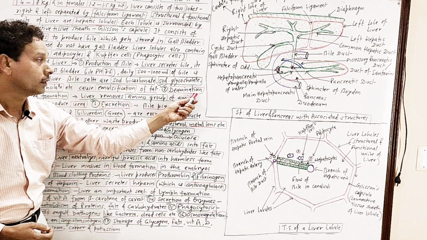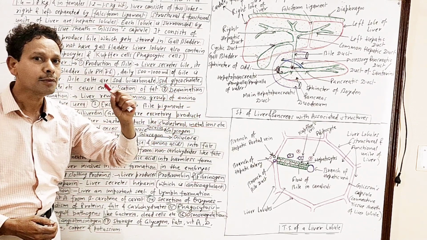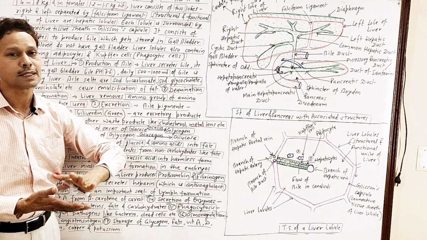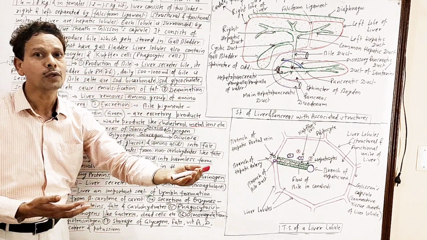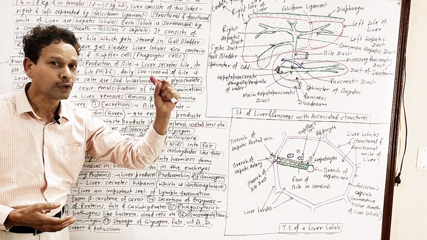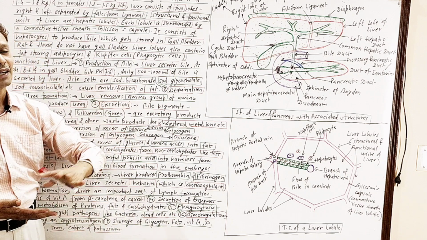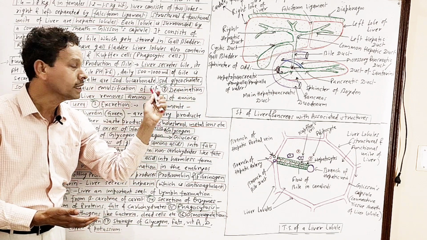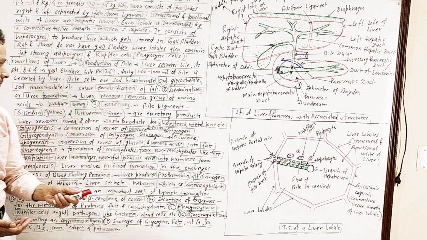Next important point, function of liver, that is deamination. We said deamination means the amino group of amino acids is removed, and due to removal of the amino group of amino acids, urea is formed. It means liver is involved in deamination of amino acids or urea formation.